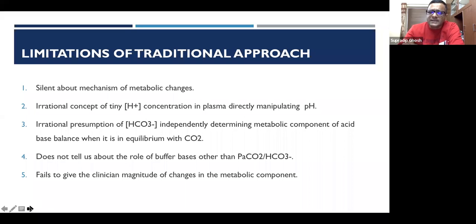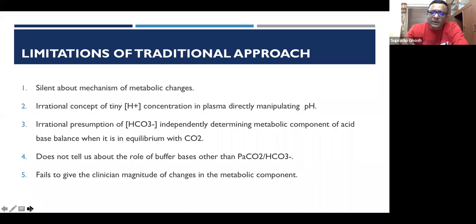Whereas Stewart says that hydrogen ion concentration changes are actually a result of other changes. So hydrogen ion concentration changes are secondary to other changes. And it is rational also. Look at the concentration of hydrogen ion at body temperature in the plasma. It is 40 nanomole per liter.